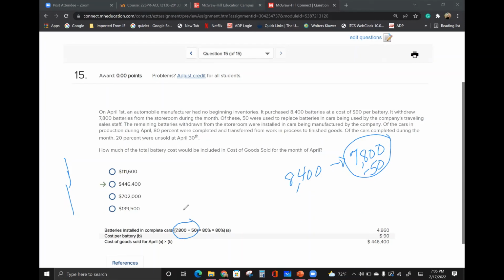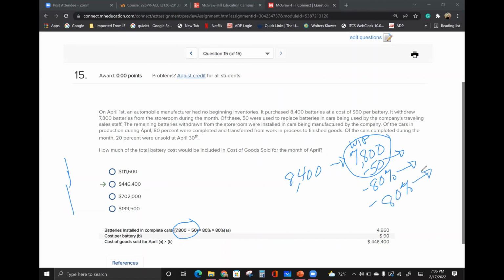Okay, then it says, of the cars in production, 80% were completed. So this is our work in process, right? We pulled these out. Now we've got to pull out 80%. So we need to figure out how much is that 80%. And then it says of the cars that were completed during the month, 20% were unsold. Well, I'm trying to figure out what my cost of goods sold is. So am I going to multiply it by the 20%? No, because I don't want to know what the unsold was. I'm going to do 80% because I want to know what was pulled out. So I'm deducting out that 80% again.